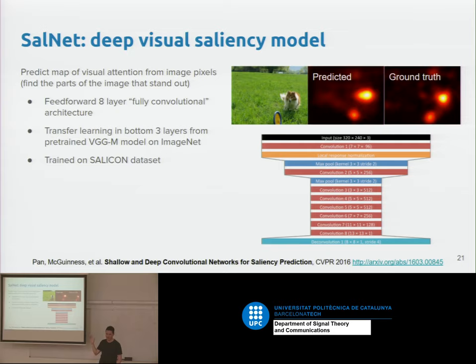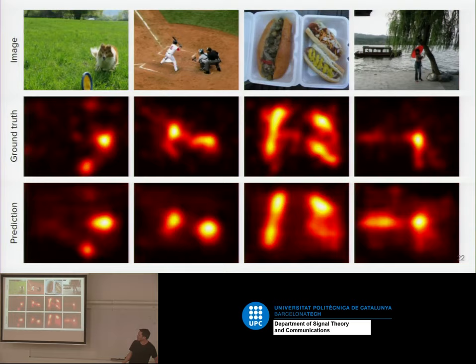And this did really well, right? We immediately got into the top three, I think, on the MIT saliency benchmark, with all of the traditional algorithms below us. And then we're no longer there. I mean, there are better deep algorithms now, but it was a very successful approach. Here's what some of the saliency maps look like. The bottom one is the predicted one, and the middle one is the ground truth, and this is on unseen test data, right? So you can see that it does pretty well. It can figure out where the important parts of the image are, and it's quite close to the ground truth.